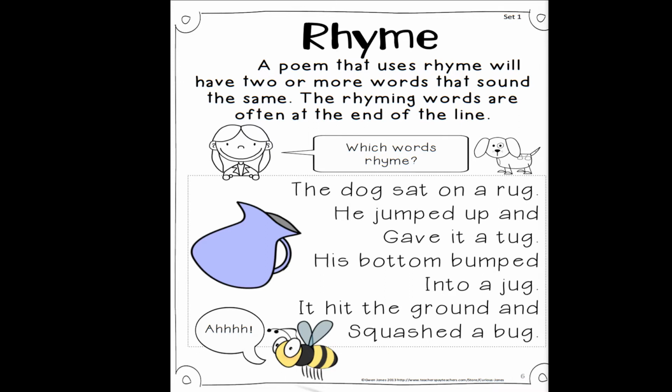Now, we've learned lots of skills that a poet will use to write poems. Let's review some. We've learned that when a poem uses rhyme, it will have two or more words that sound the same. The rhyming words are often at the end of the line. Which words rhyme? Let's look at the poem below.